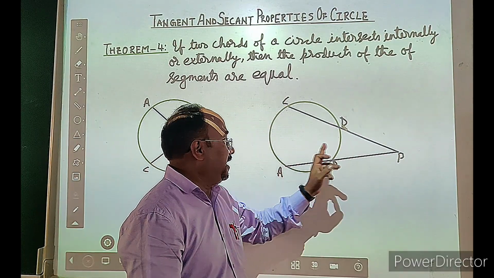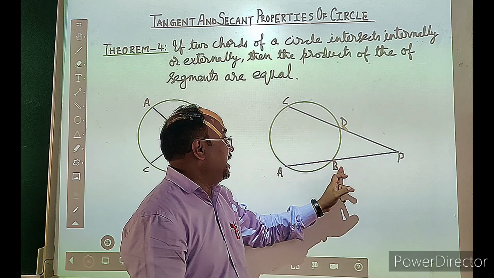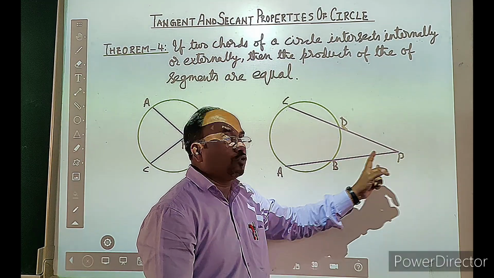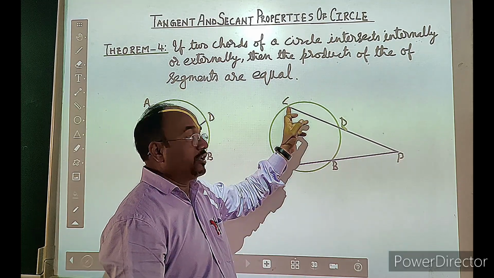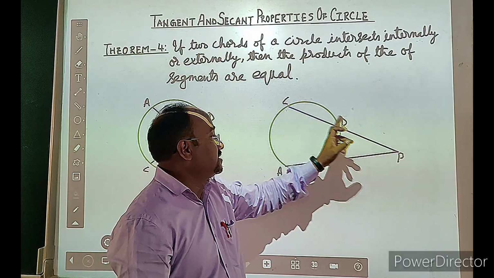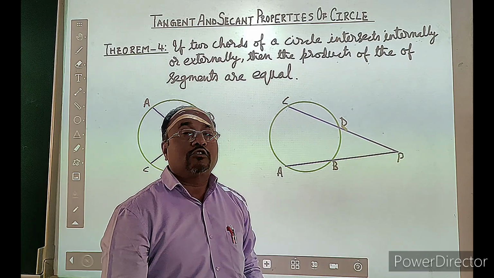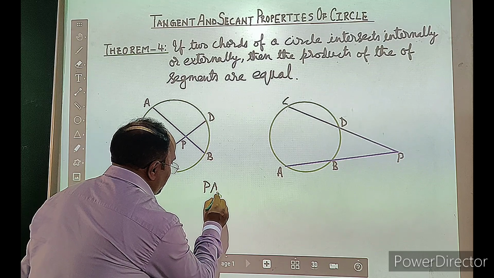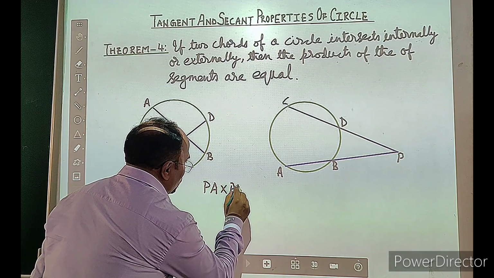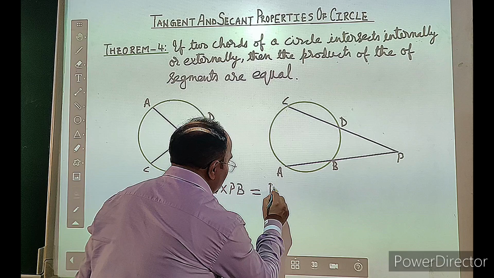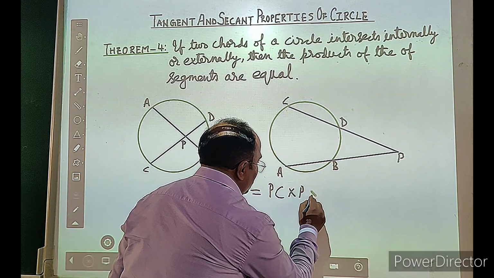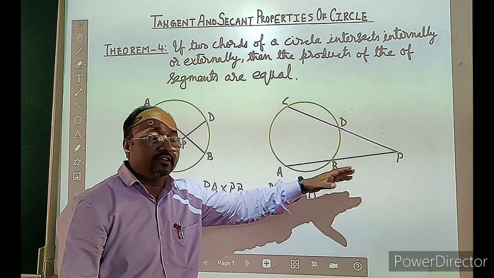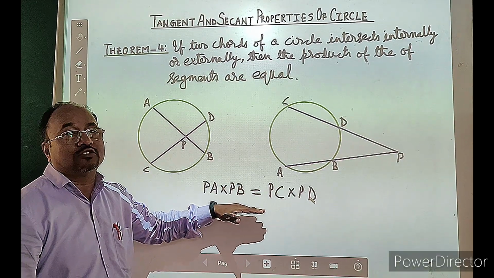Same way here, externally it is making. So this AP is one line segment and BP is another line segment. Their product AP into BP will be the same as the product from the next chord, CP and DP. So for both of them, the result coming up will be PA into PB equal to PC into PD. So whether they are meeting internally or externally, the condition which comes is this one.